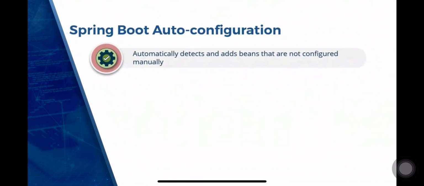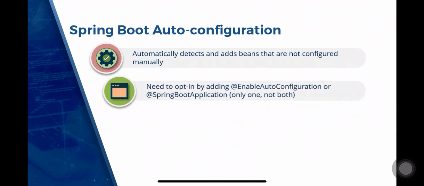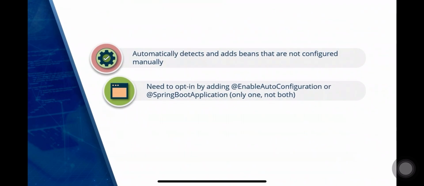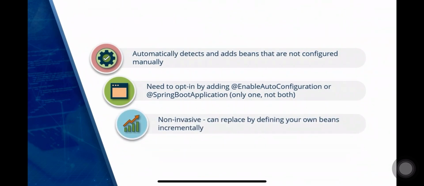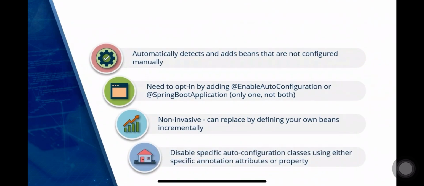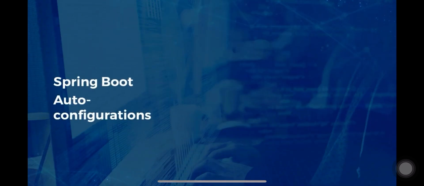Spring Boot auto-configuration automatically detects and adds beans that you haven't explicitly manually configured. Within a Spring Boot app, you need to opt into this auto-configuration by adding @EnableAutoConfiguration or @SpringBootApplication to the entry point of your app. When we write code in just a little bit, you'll see that we discuss these annotations in a lot more detail. Now, auto-configuration is non-invasive, which means you automatically get sensible defaults, but you can replace individual implementations by defining your own beans wherever you want to. You can disable auto-configured default classes in specific instances using either annotation attributes or properties that you specify in an XML file.